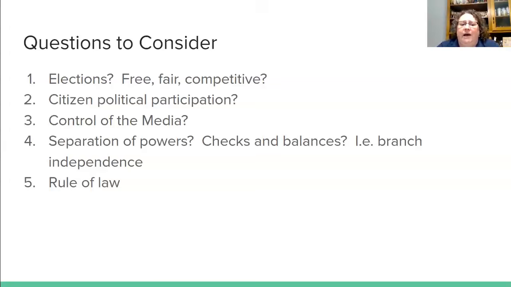We look at citizen political participation. Do you have a healthy civil society? Like, are there people participating in elections? Do people turn out to vote? Do they feel like they are able to get out and vote? Do they feel like their vote matters?